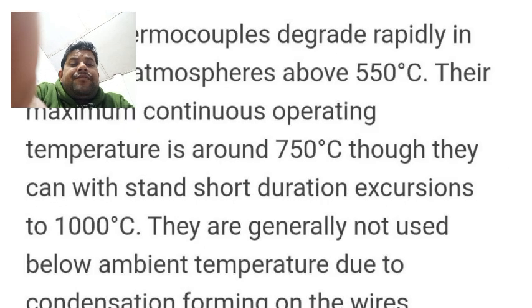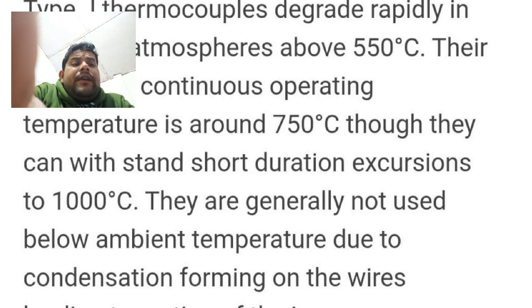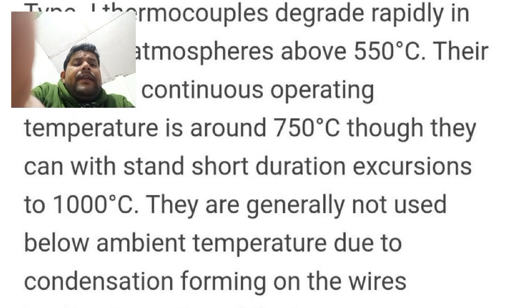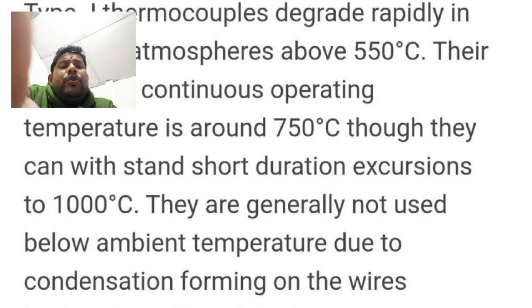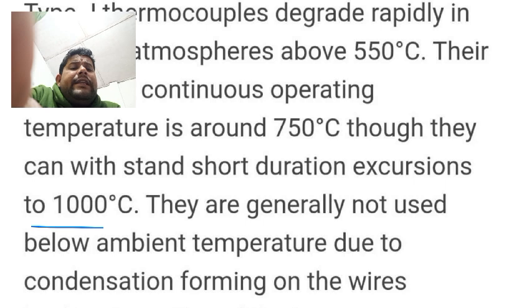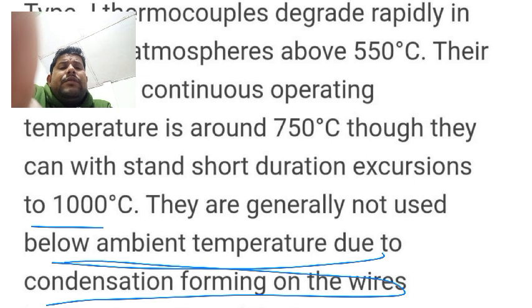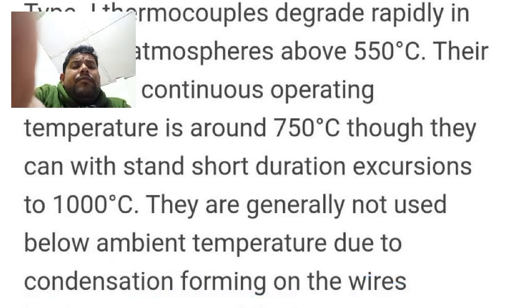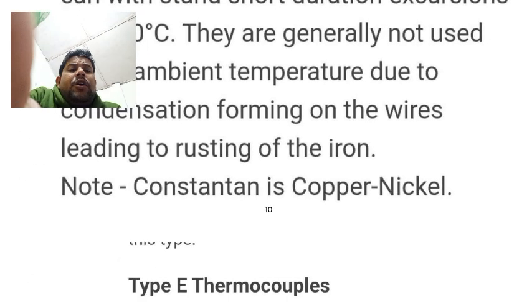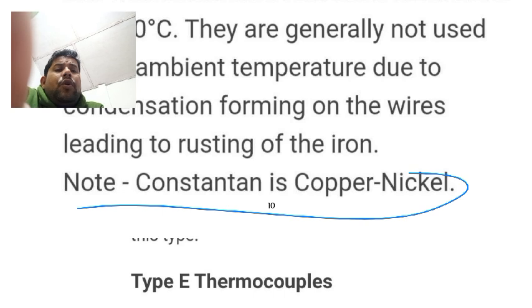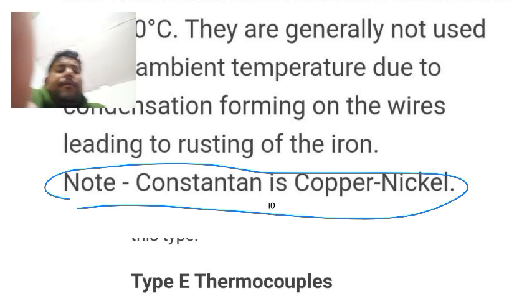Though it can be extended for short durations, for example up to 100 degrees Celsius for a short duration. Generally, they are not used below ambient temperatures due to condensation forming on the wire. This material is something they will generally ask about. This material is constantan nickel, and these are important.